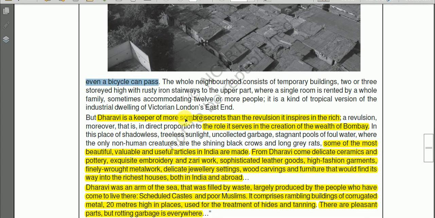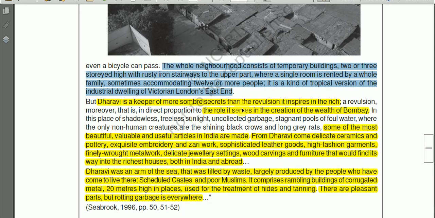And the whole neighborhood, I think you have seen the picture also, consists of temporary buildings two or three stories high with rusty iron stairways to the upper part, where a single room is rented by a whole family, sometimes accommodating 12 or more people in a single room. And it is a kind of tropical version of the industrial dwellings of Victorian London's East End.